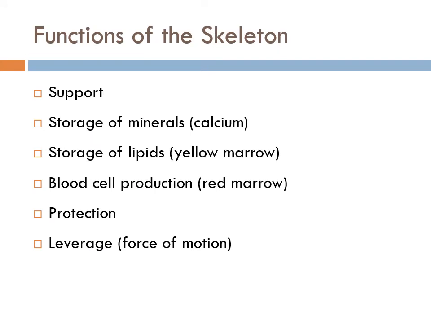Functions are to support the weight of the body, store minerals, namely calcium is the main mineral, but there are also phosphorus, magnesium, other minerals within bone, storage of lipids in yellow marrow, blood cell production in red marrow. That's one that many people forget about when thinking about functions of the skeleton is blood cell production. Protection, our rib cage and our pelvis give protection of our important internal organs. And then leverage, so they are a lever in which muscles can pull on bones to move the skeleton through space.